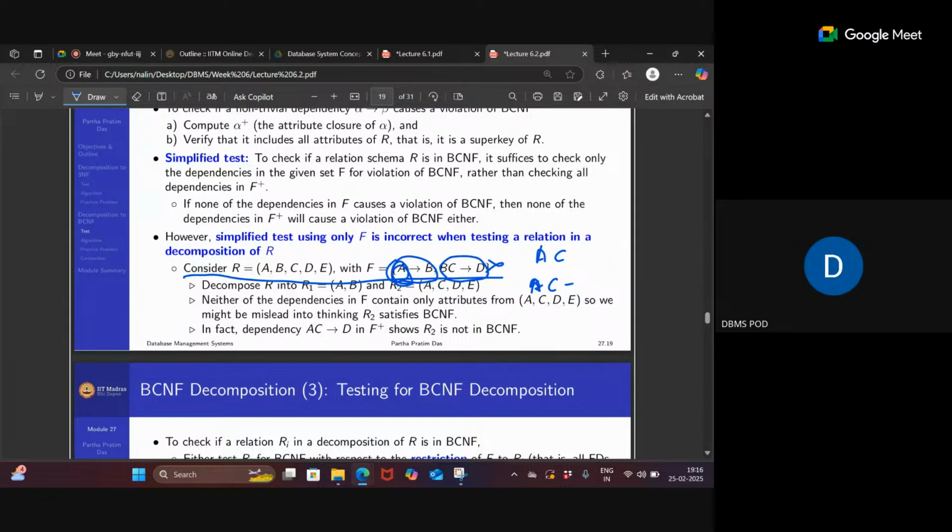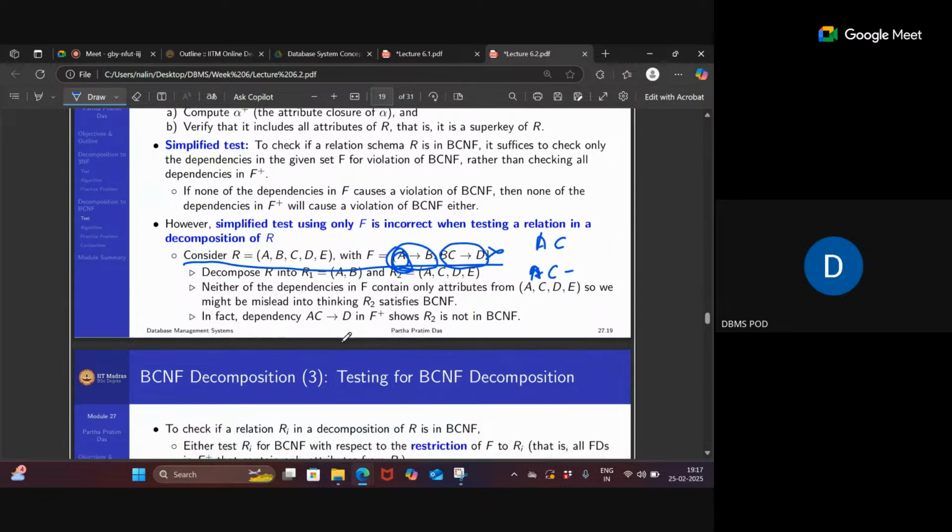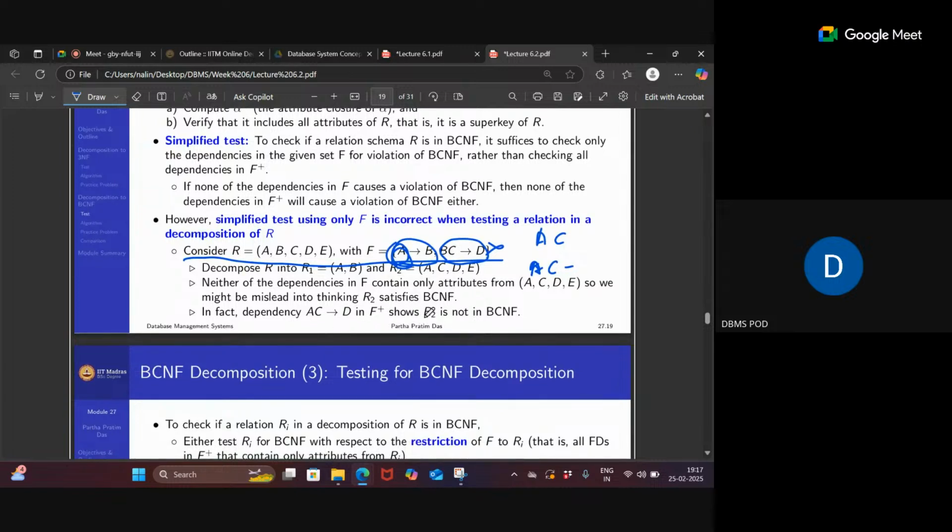Neither of the dependencies in F contains only attributes of that form, so we might be misled into thinking it is enough. In fact, AC determines D. Here it is decomposed. This is not in BCNF, and we'll see an algorithm for how to decompose our given relations to BCNF. It has been decomposed into one table AB and the other table ACD. I will explain later how to do the decomposition to achieve BCNF.